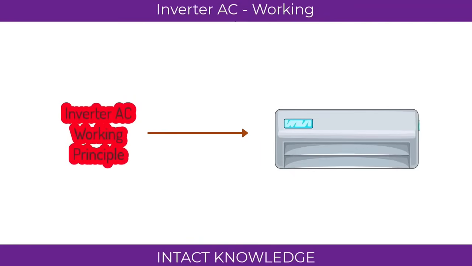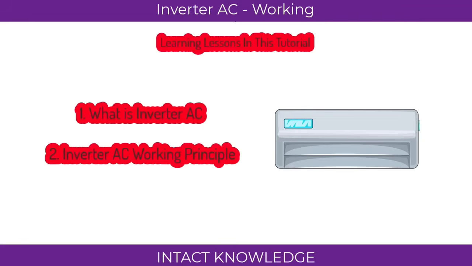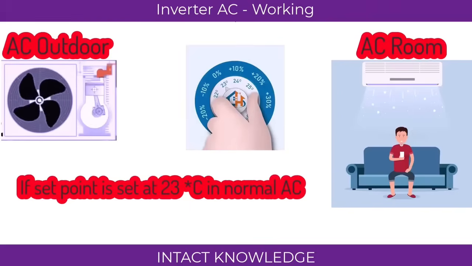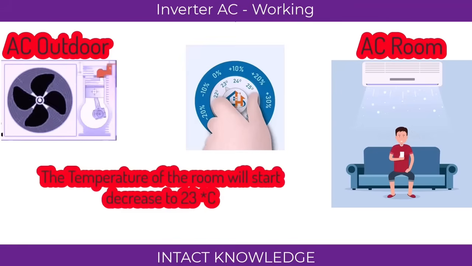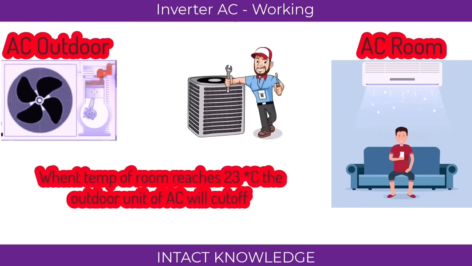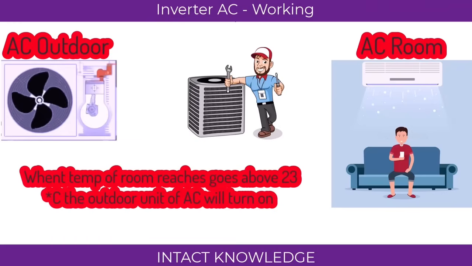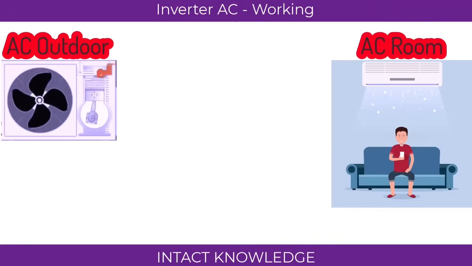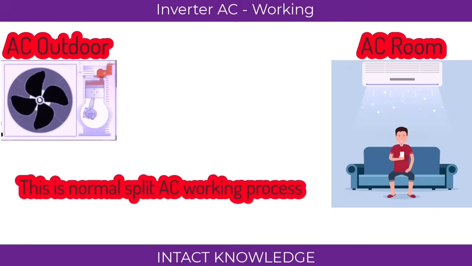Although we have heard a lot about inverter AC, most people are not clear about it. In this video, you can clearly understand what inverter AC is and how it works. If the set point is set to 23 degrees Celsius in normal AC, the temperature of the room will start to decrease to 23 degrees Celsius. After the temperature of the room reaches 23 degrees Celsius, the outdoor unit of the AC will cut off. When the room temperature rises above 23 degrees Celsius, the outdoor unit of the AC unit will turn on. This is a normal split AC working process.